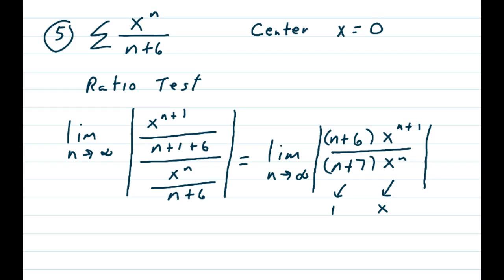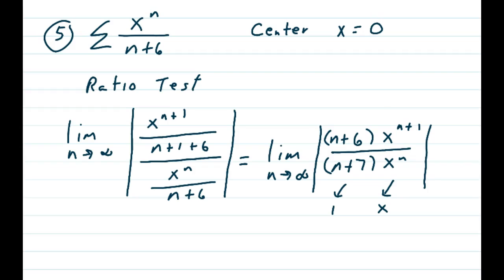So the absolute value of x to the n plus 1 over n plus 1 plus 6, over x to the n over n plus 6. Flip the fractions upside down. We have the limit as n approaches infinity of n plus 6 times x to the n plus 1 over n plus 7 times x to the n.